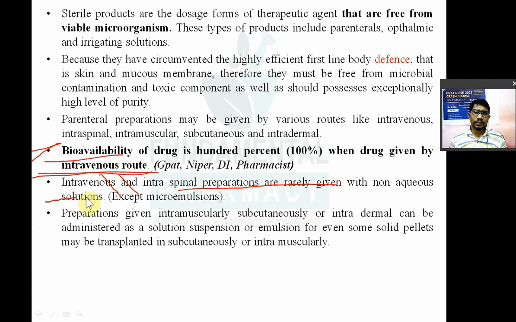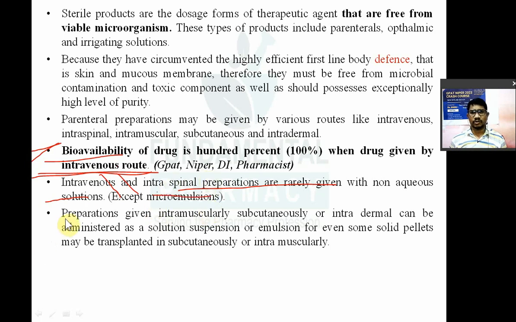Intravenous और इंट्रास्पाइनल प्रिपरेशन, स्पाइनल कॉर्ड में इंजेक्शन देना है, इंट्राथिकल इंजेक्शन देना है, इंट्रावेनस मोस्टली वो सॉल्यूशन ही होना चाहिए, एक्वियस सॉल्यूशन होना चाहिए, है ना. They are rarely given as an emulsion. ओके, इमल्शन जैसे, एक्सेप्ट माइक्रो इमल्शन इंट्रावेनसली दे सकते हैं.